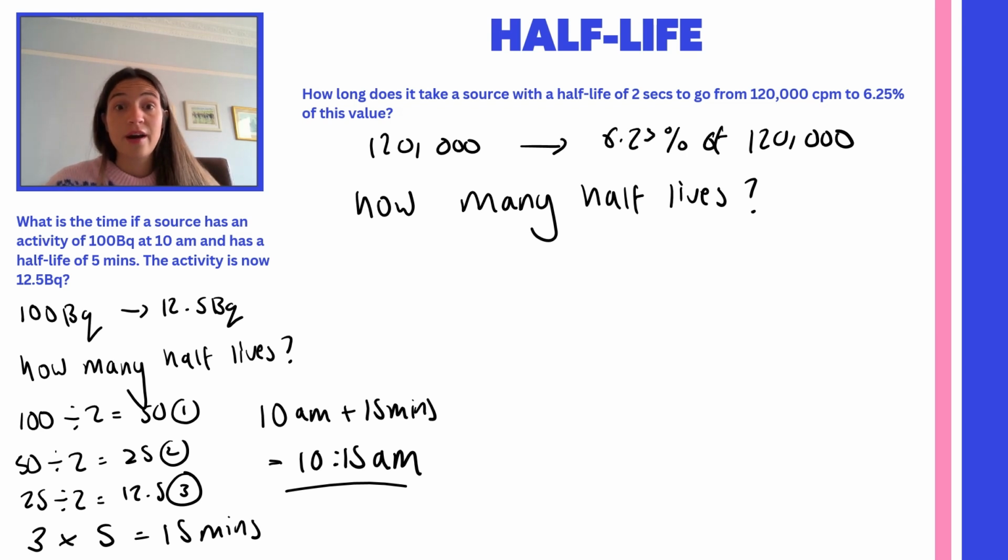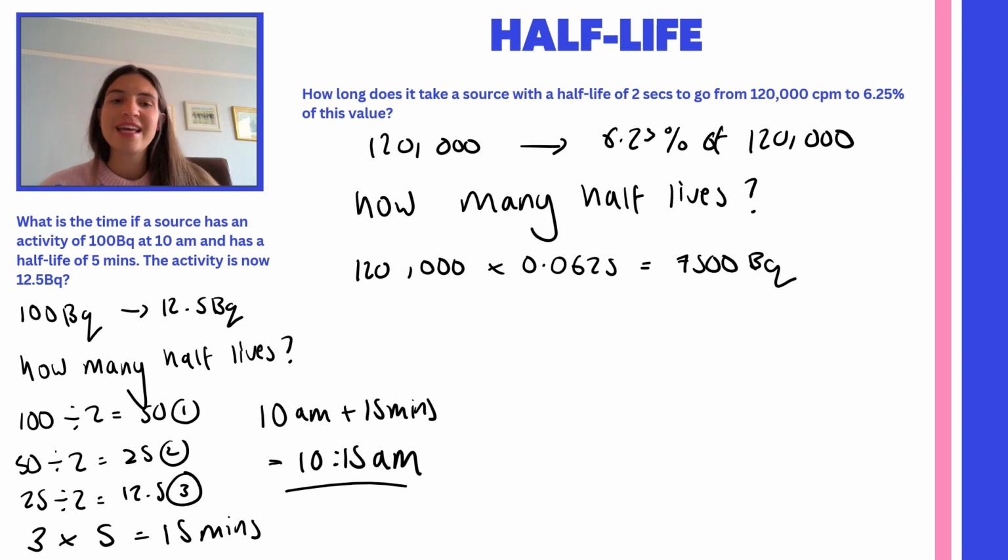Well, first I need to work out what is 6.25% of 120,000. And to do that, you multiply 120,000 by 6.25 and divide that number by 100. So that in the end is the same as multiplying by 0.0625, and it gives you 7,500 becquerels. Okay, so that's my final activity.